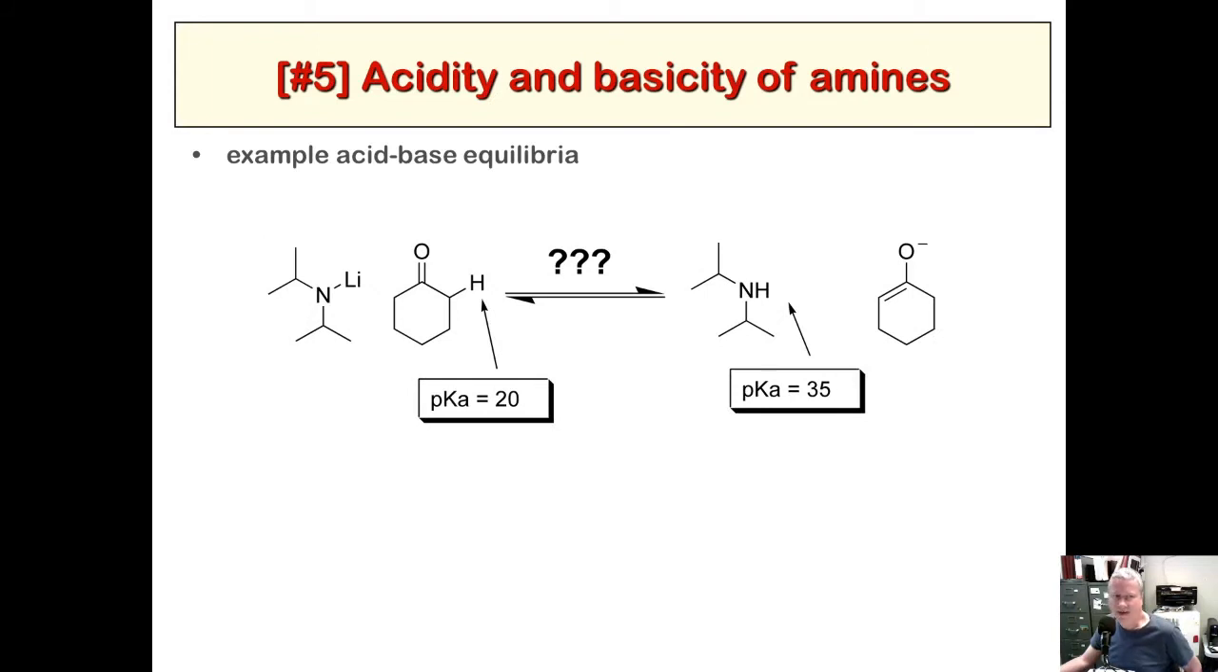What about LDA? We've talked about LDA a thousand times as a super strong base. So now with the equilibrium, ketones at 20 and the amine at 35, is this favorable or not? Totally favorable. Yes, it'll rip off that proton. And that's why we always emphasize LDA as a good base for deprotonating ketones and things, right?